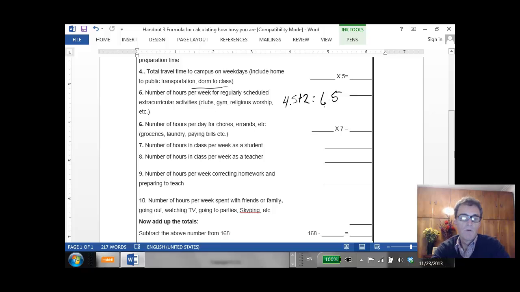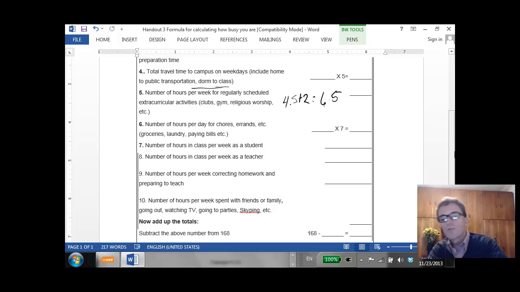per week, maybe more. Number 10, the number of hours spent per week with friends or family, going out, watching TV, going to parties, Skyping, etc. You can include Facebooking here, or being on Twitter. You can include talking to your family on Skype or on Google Hangouts if that's what you use.